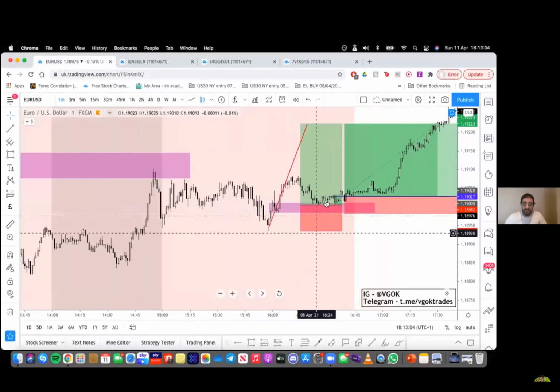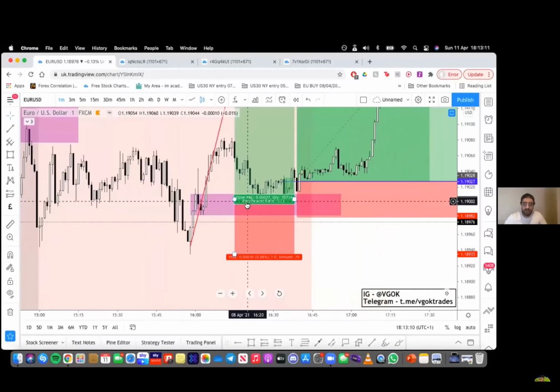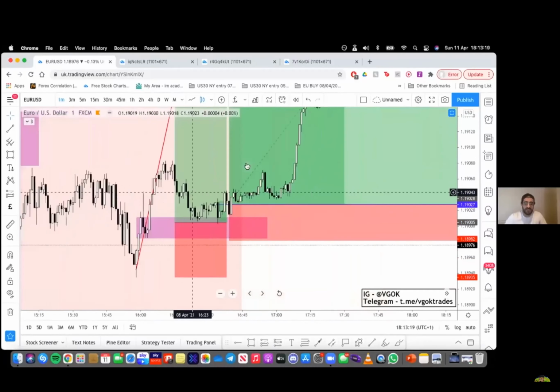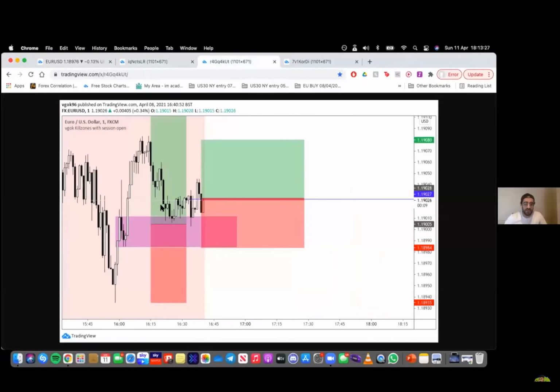So the first entry was based off of this area here for a buy. We had a good area for entry around the 1.19 level, and I moved entry slightly higher just to account for spreads. So that was one entry there. And then the second entry, if I actually go to the screenshots, so there we go, you can see the first entry there. And let me go to the next screenshot.